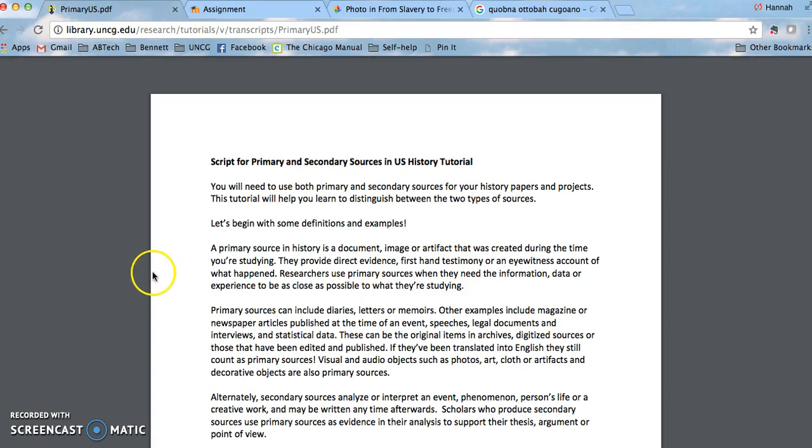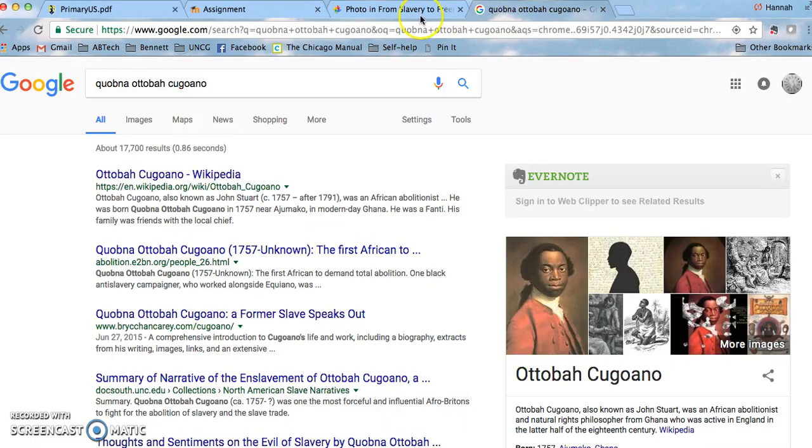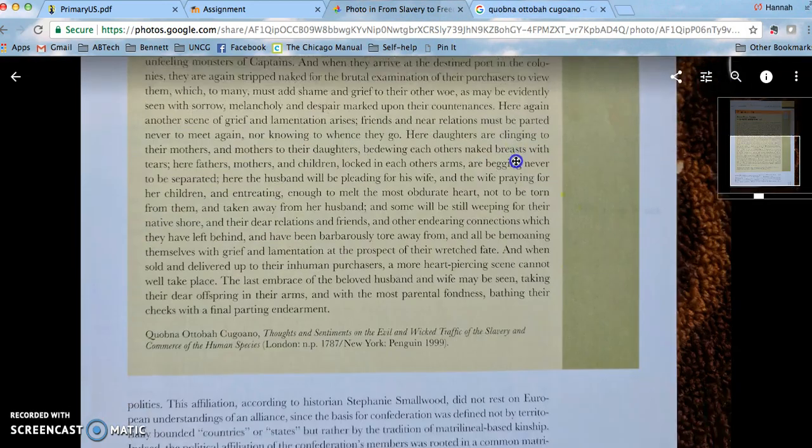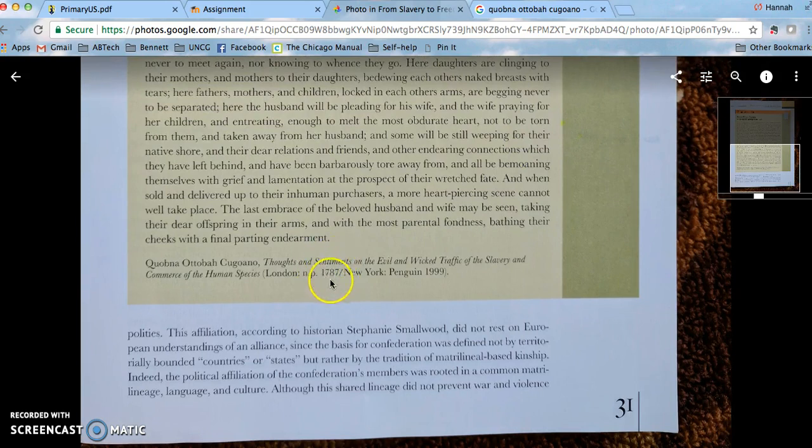Remember that a primary source is a source in history created during the time that you're studying. So if we're studying the time of the slave trade, this source would need to be created during or even just right after the time of the slave trade, which it was. So if we look at the bottom of this source here, let me zoom in for you a little bit, you have the date right here when it was created.